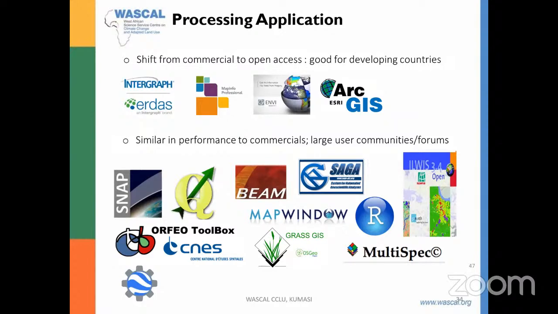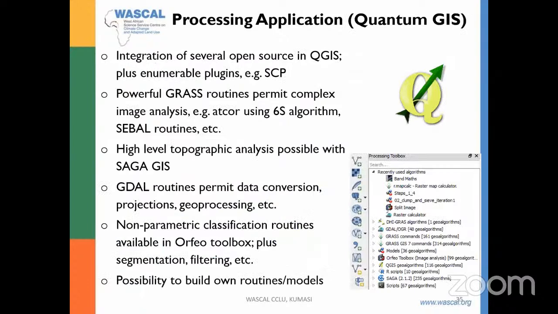Shifting from commercial to open source provides us with other software, which is mostly used by larger communities and forums, and mostly for developing countries. And these are examples of them. We have the SNAP, which is purposely designed for Sentinel applications. We have the Quantum GIS, we have the MapInfo, we have the MultiSpec, ILWIS, and R. And lastly, the Google Earth Engine, which was provided by Google.